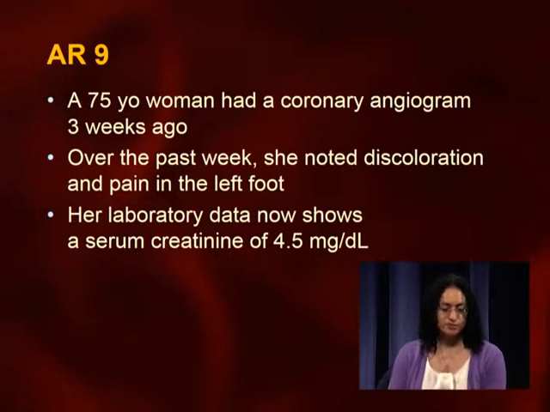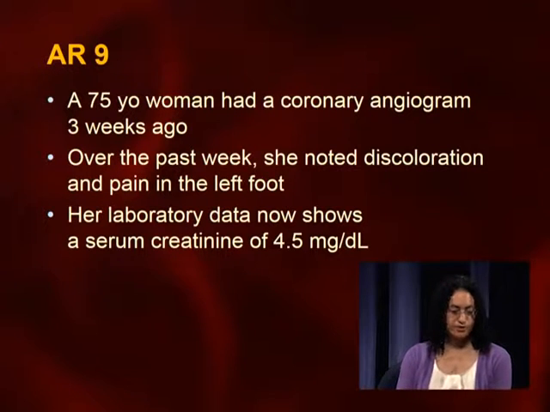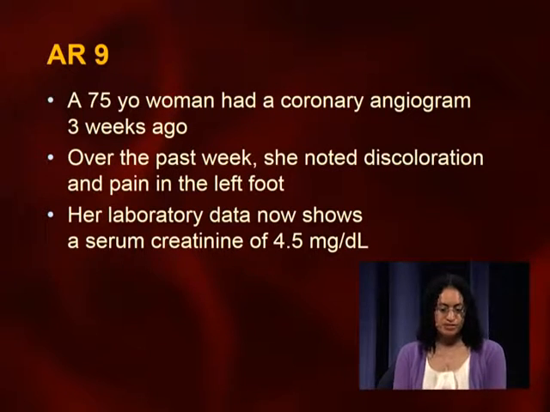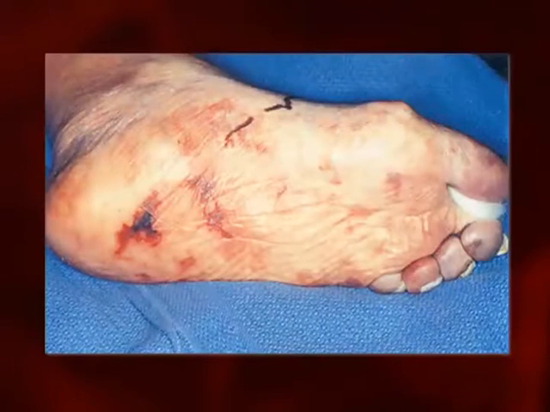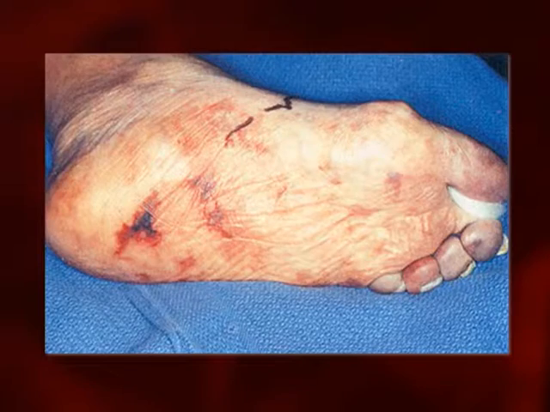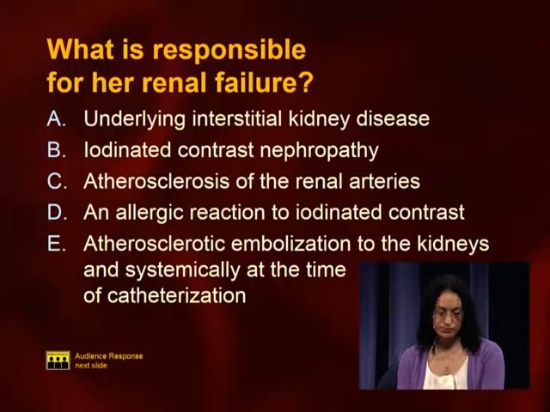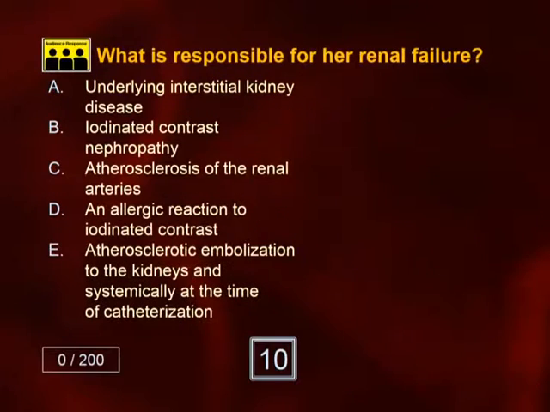Next question. A 75-year-old woman had a coronary angiogram 3 weeks ago. Over the past week, she has noted discoloration and pain in the left foot. Her lab data now shows a serum creatinine of 4.5, and this is what her foot looks like. So what's responsible for her renal failure? Is it A, underlying interstitial kidney disease, B, iodinated contrast nephropathy, C, atherosclerosis of the renal arteries, D, an allergic reaction to iodinated contrast, or E, atherosclerotic embolism to the kidneys and systemically at the time of cath?